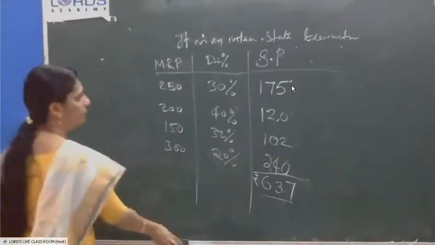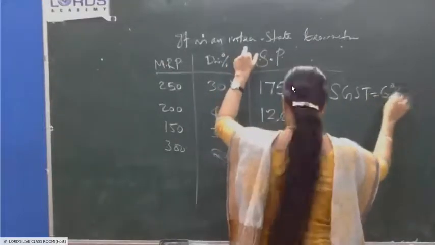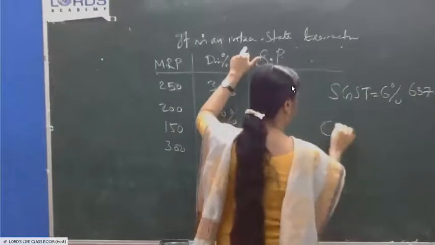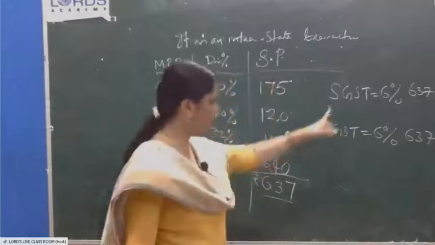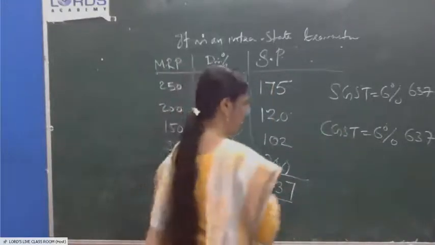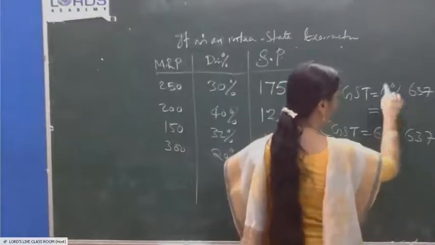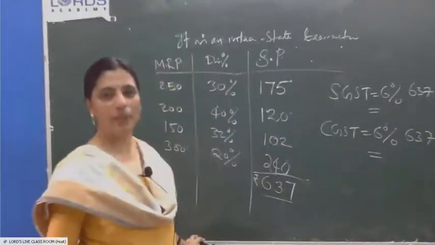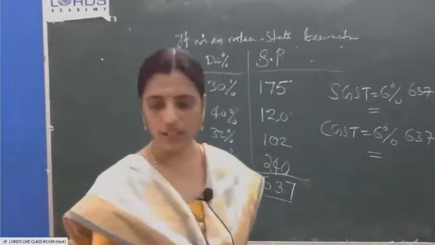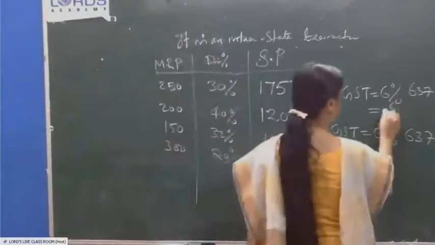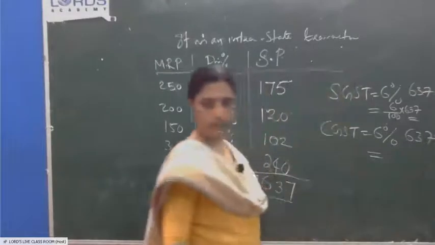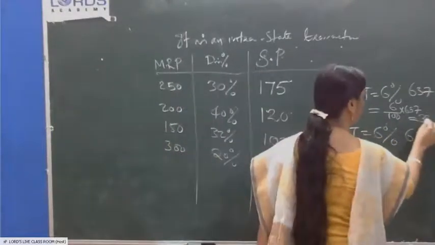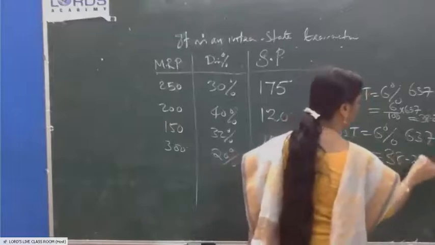See, this is intrastate. So SGST 6% of 637, CGST 6% of 637. Both, only one you have to find. The other one will be the same. Here you calculate and get. The other one simply you copy. Both will be the same. You are getting a decimal. What are you getting? 38.22. So here also 38.22.